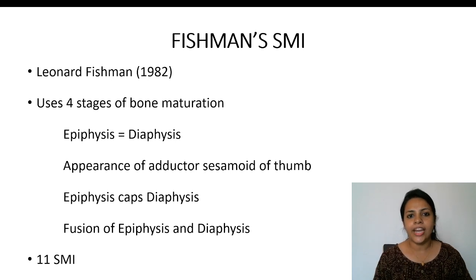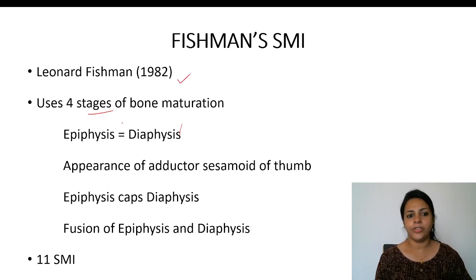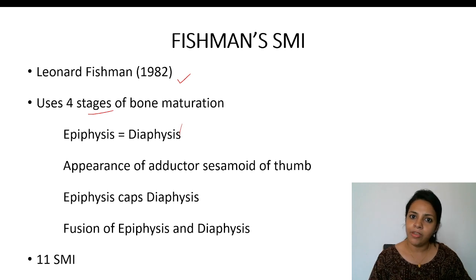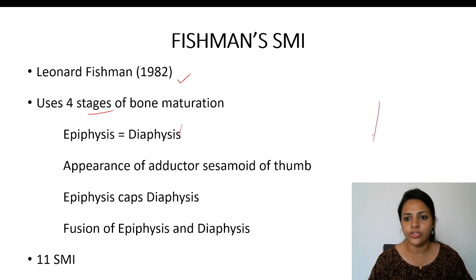So moving ahead with Fishman's skeletal maturity indicator, it was introduced by a person called Leonard Fishman. He used 4 stages of bone maturation. Before explaining his 4 stages, it is essential that we know what an epiphysis is and what a diaphysis is. The diaphysis is the shaft of a long bone and the epiphysis is the rounded end of the long bone.